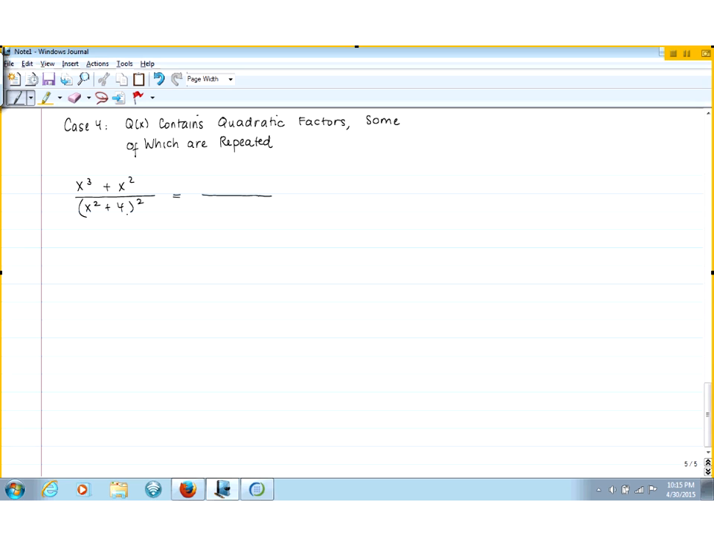Anyway, we have x cubed plus x squared over x squared plus 4 squared. So we are going to write these as, this is quadratic, x squared plus 4, and then repeat it. So we have to write it twice, x squared plus 4, and also x squared plus 4 squared. Yeah, we have to repeat it twice.